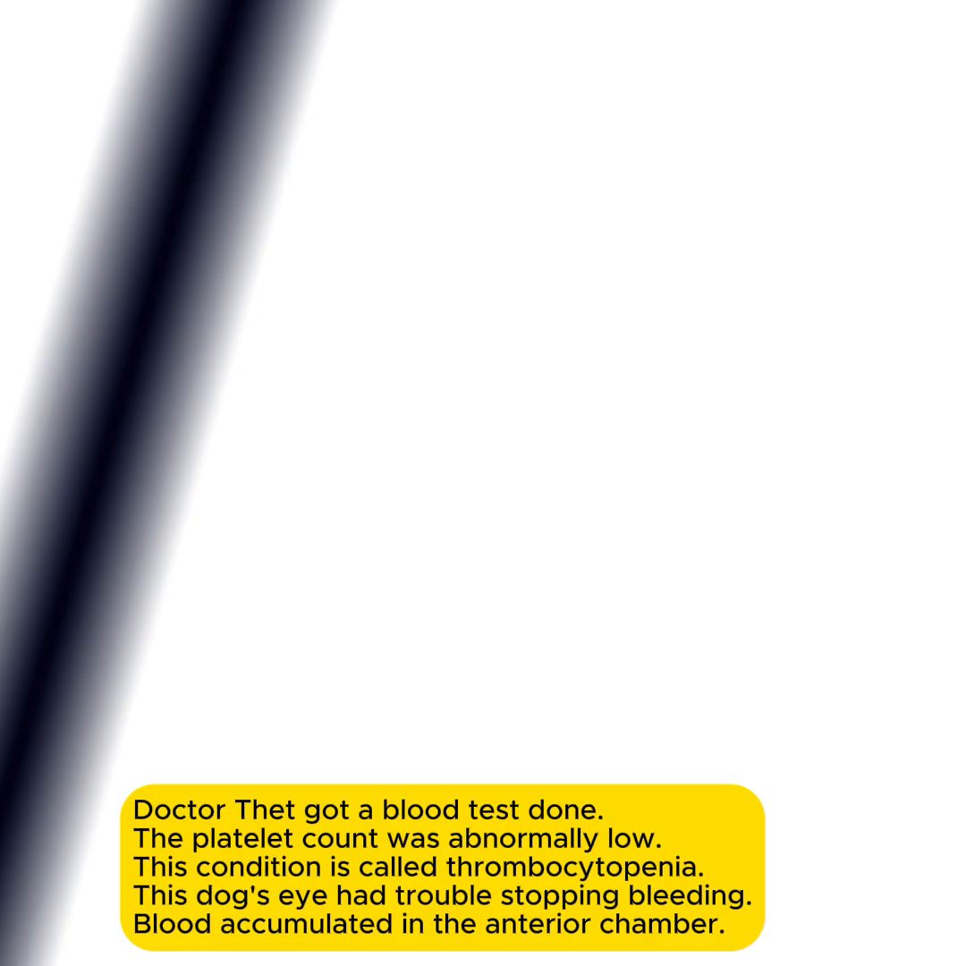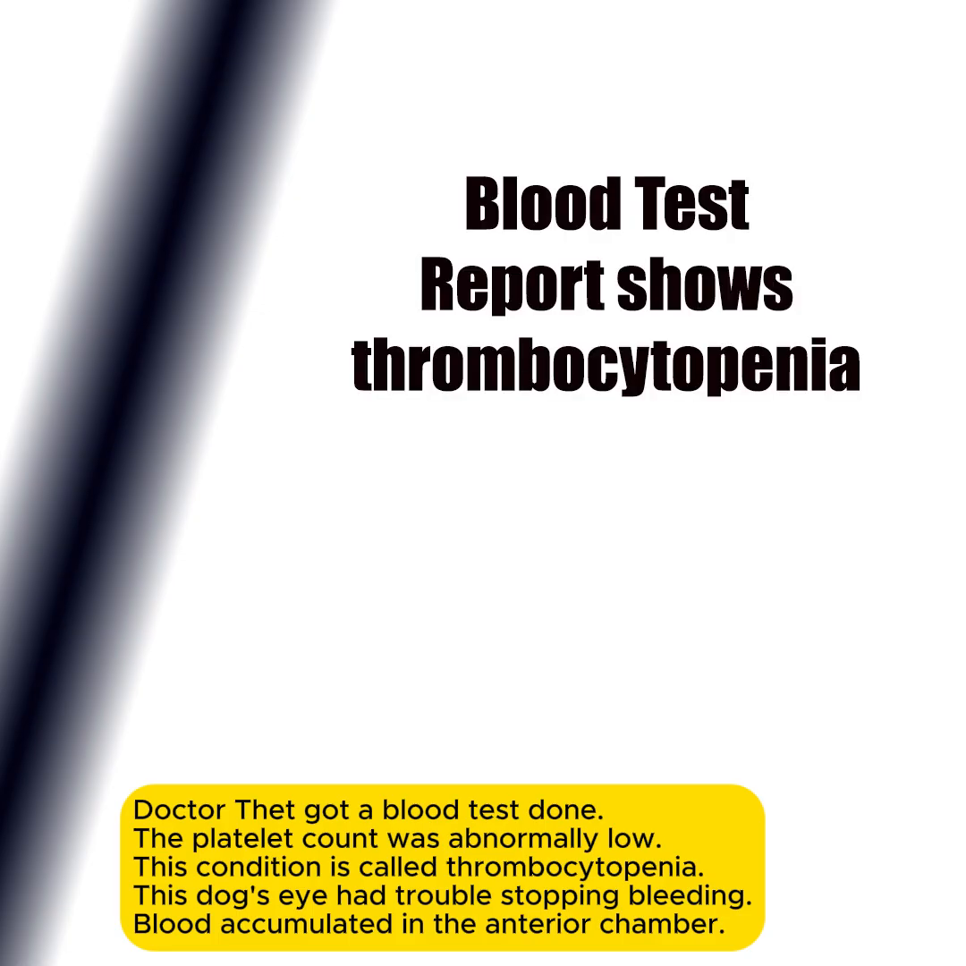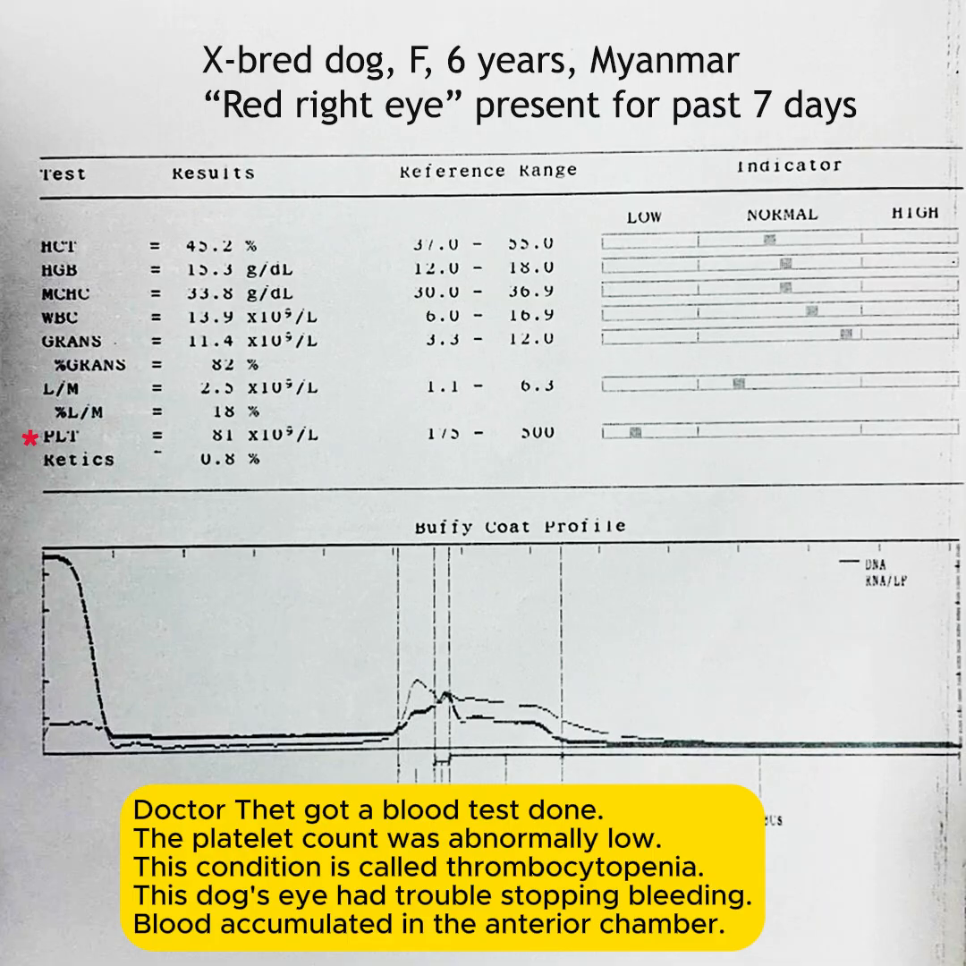Dr. Thet got a blood test done. The platelet count was abnormally low. This condition is called thrombocytopenia. This dog's eye had trouble stopping bleeding. Blood accumulated in the anterior chamber.